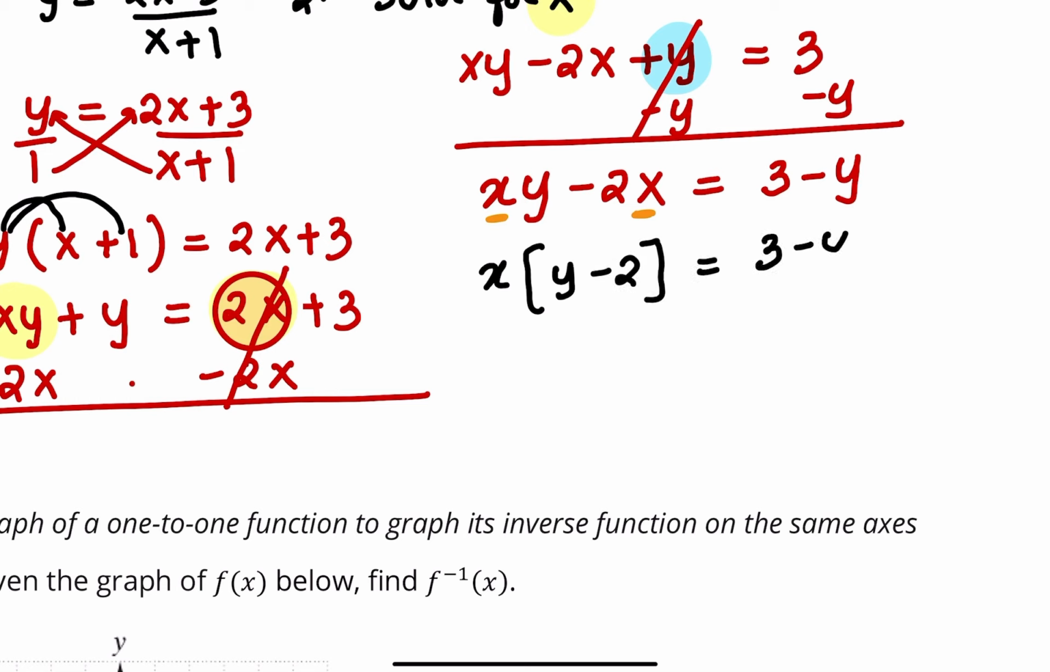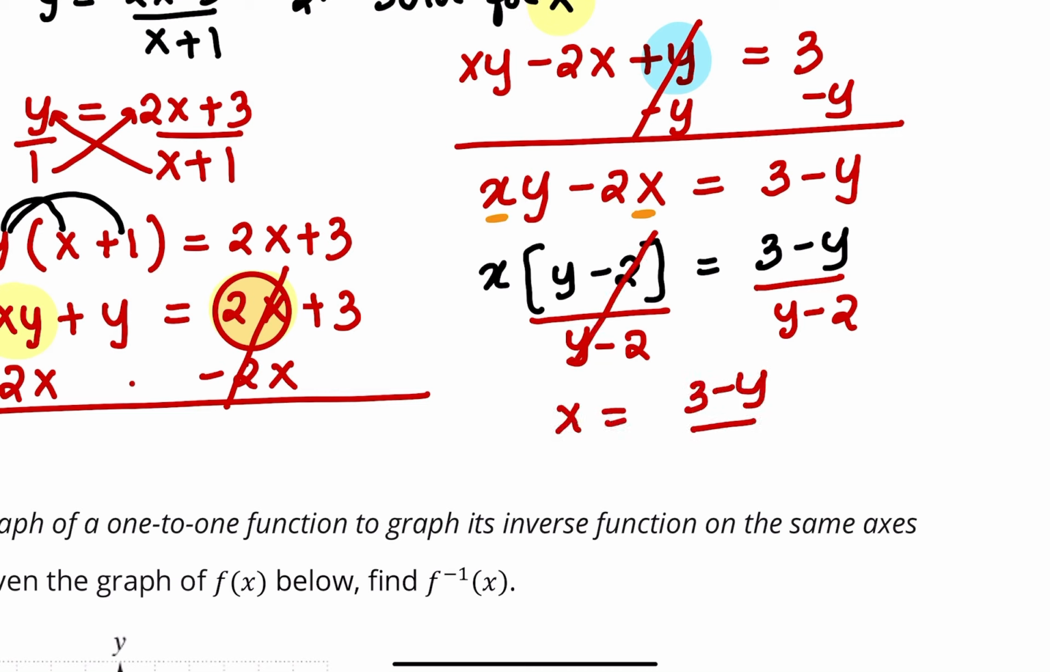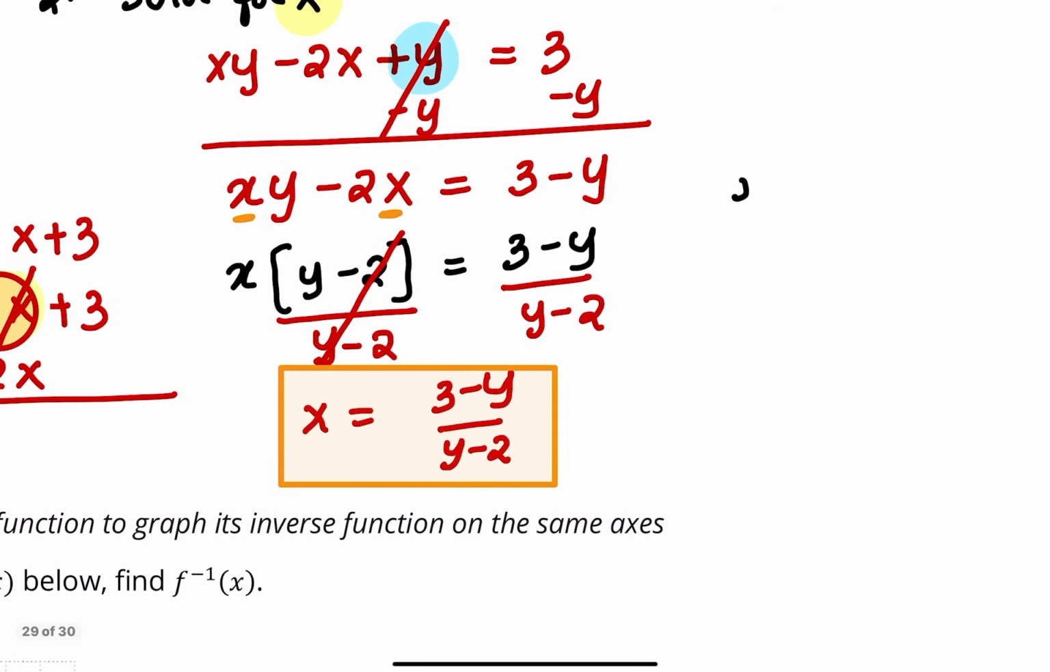And now, is your x by itself? Yes. What do you do next? Divide both sides by y minus 2, y minus 2. And then what do you get? x is equal to 3 minus y over y minus 2. And remember, you're almost done. What is your last and final step? You will rewrite this as f inverse of x is equal to 3 minus, remember I cannot have any y's, over x minus 2. And that is your final answer.